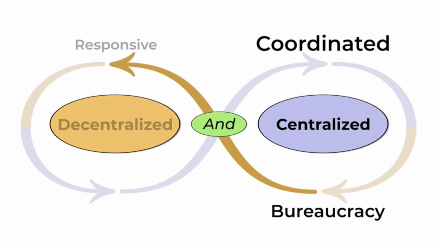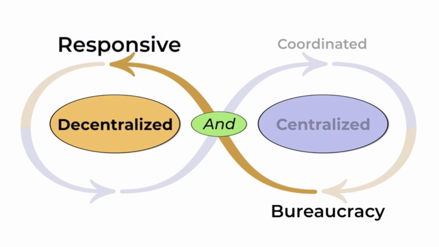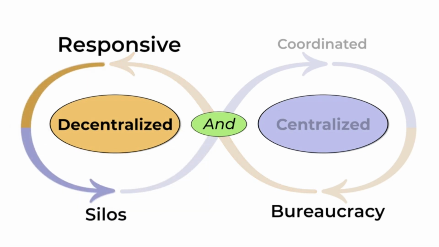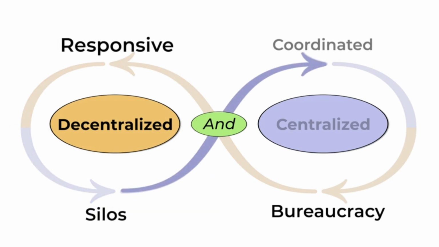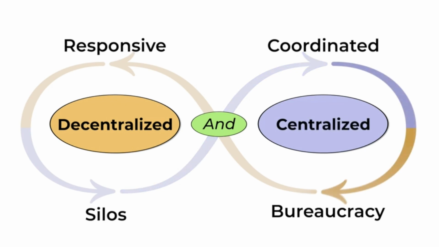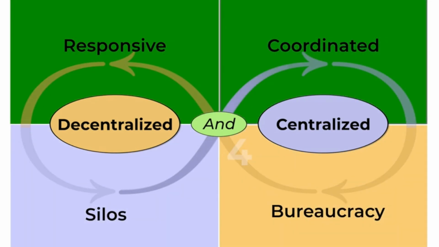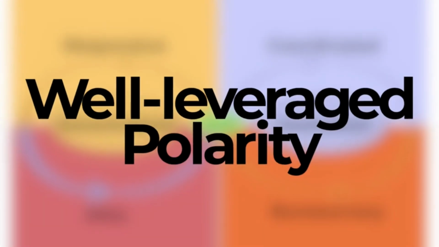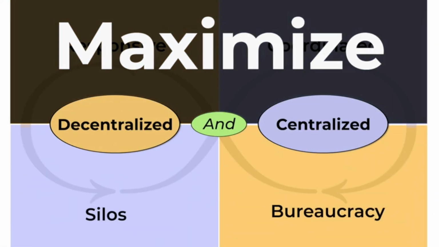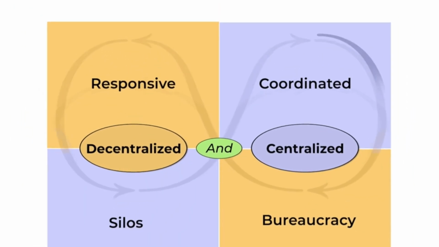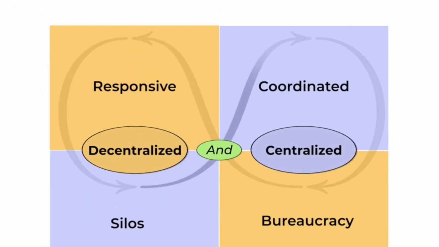When an organization overfocuses on responsiveness to the neglect of coordination, it becomes vulnerable to silos operating in isolation. The natural self-correction is to become more coordinated. When we put the infinity loop into the four quadrants of a polarity map, we create a quadrant for each upside and each downside. A well-leveraged polarity maximizes both upsides and minimizes both downsides. We show this with an infinity loop that goes high into the two upsides and minimally involves the downsides.